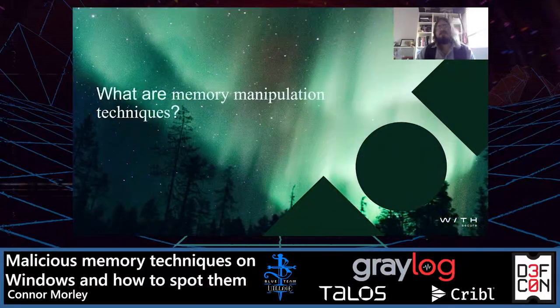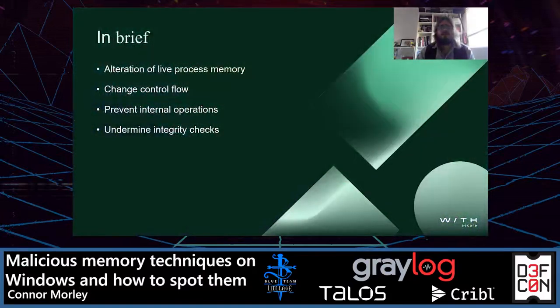First off, what is a memory manipulation technique? So memory manipulation revolves around live process memory. So we're not focusing on files or file system manipulation. We're only focusing on alterations made to memory that is currently running within a process. Changes to this can affect the control flow, which allows for various activities to occur, which can change or siphon off information. It can prevent functions from occurring. It can prevent checks on integrity. It can equally execute malicious code.